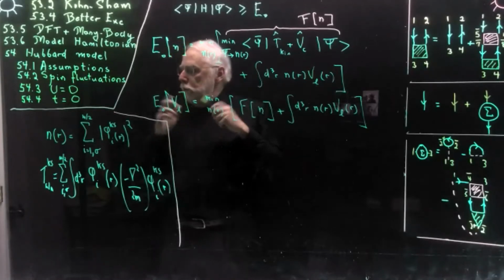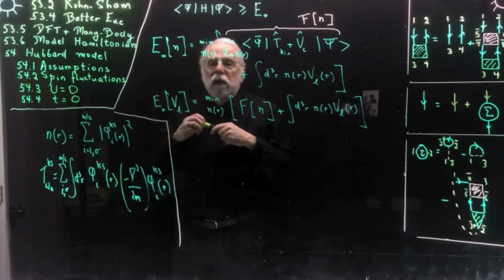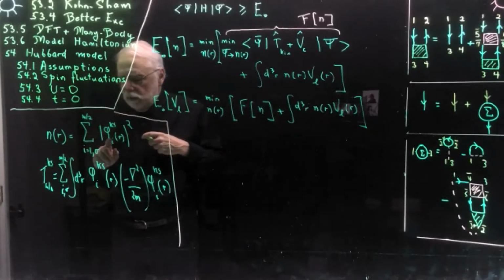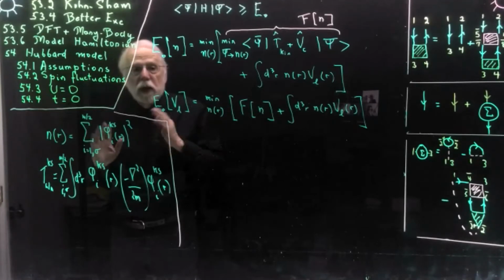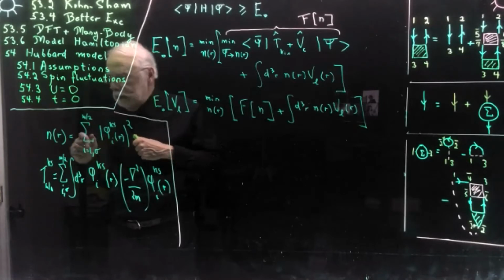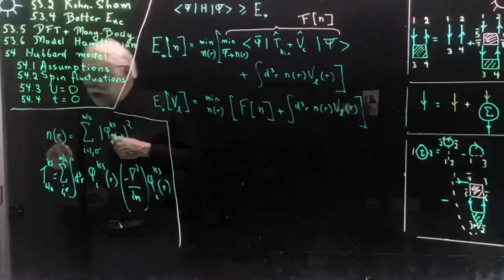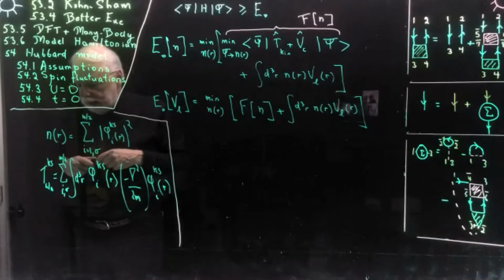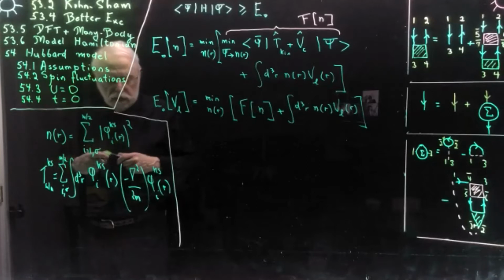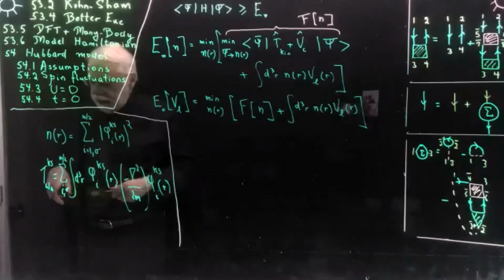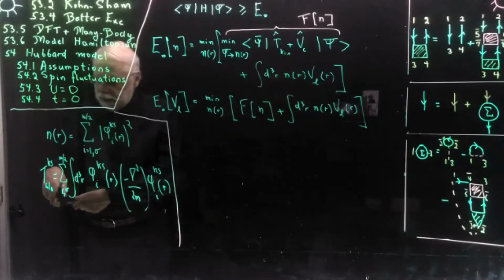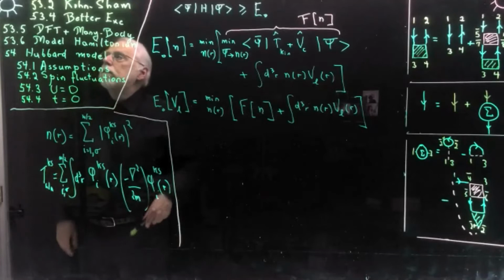So to make this a practical scheme, Kohn and Sham have proposed to expand the density into a set of one-body orbitals, of some non-interacting system, and to minimize with respect to these orbitals instead of minimizing with respect to the density. So, for example, in this basis of orbitals, the kinetic energy is just this. So this piece is approximated by this piece.